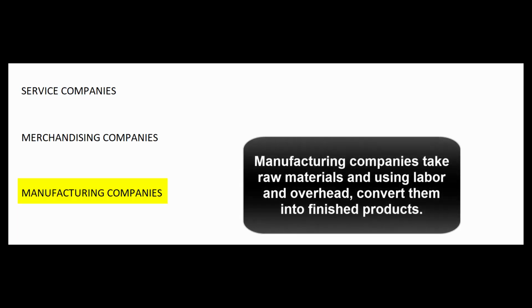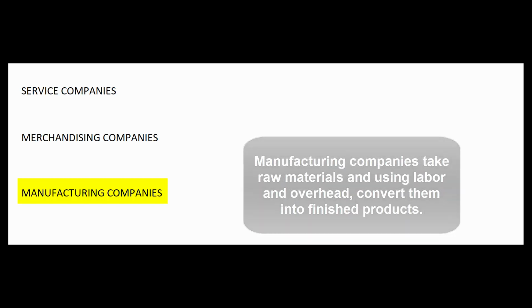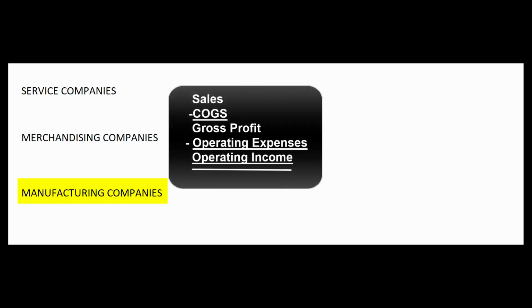The third type of company is a manufacturing company. They're going to take raw materials and turn them into something else and then sell them to merchandising companies for more than what it costs them to manufacture them. So their income statement is going to look like sales minus cost of goods sold gives us gross profit, minus operating expenses gives us operating income.